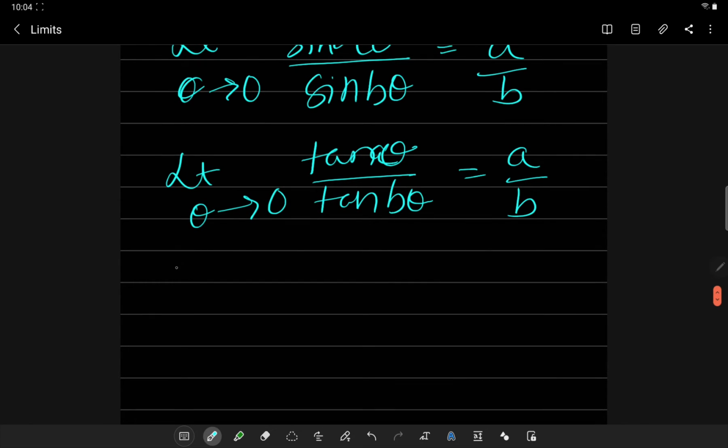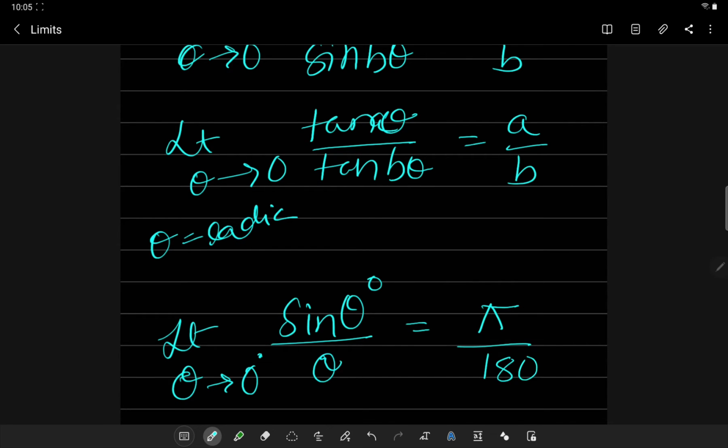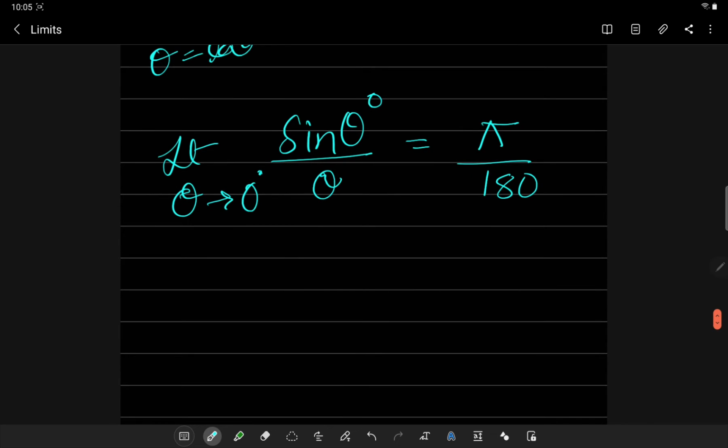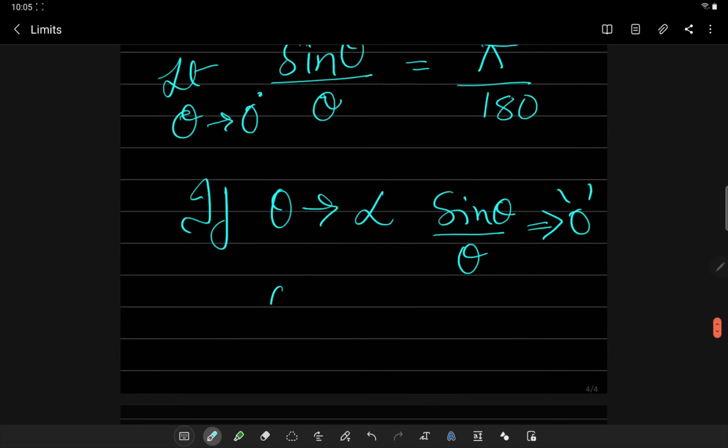All the above formulas hold when theta is in radians. In some questions there is a possibility that theta is given in degrees. In that case, the answer will be pi by 180. If theta tends to infinity, then sin theta by theta will approach 0, because 1 by infinity is 0. Similarly, if theta approaches infinity, then cos theta by theta will approach 0.